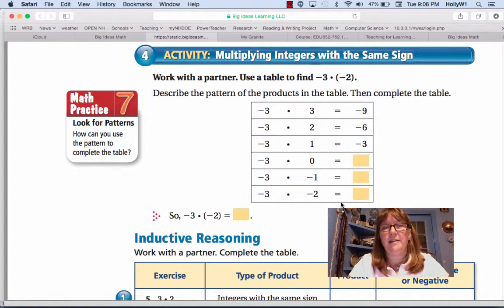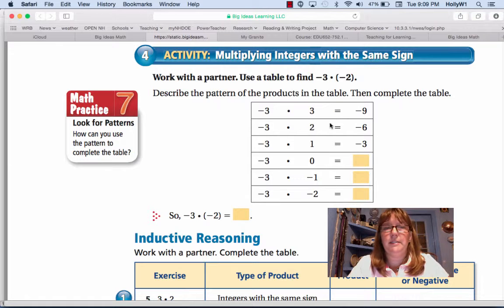Hi, welcome back to activity 1.4, multiplying integers. I had to make this activity into two separate videos because Colin sort of added to our first video. So now we're going to talk about working with a partner and using a table to find -3 times -2.